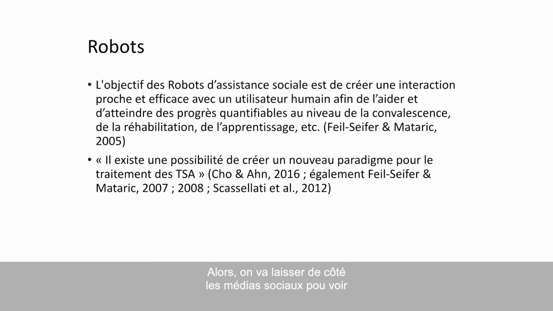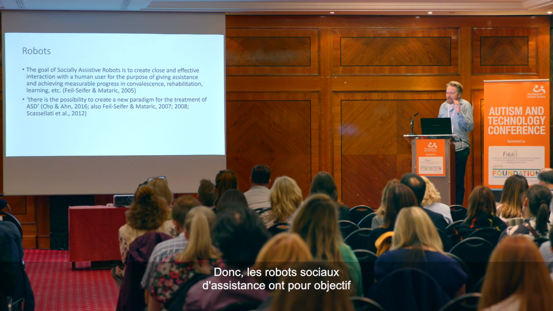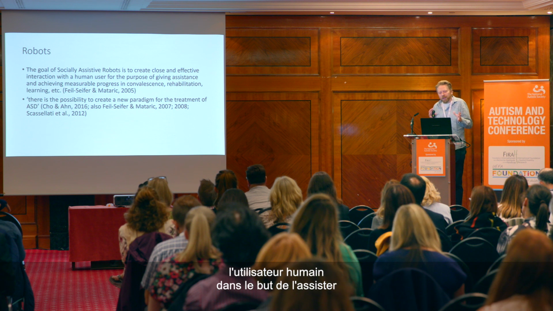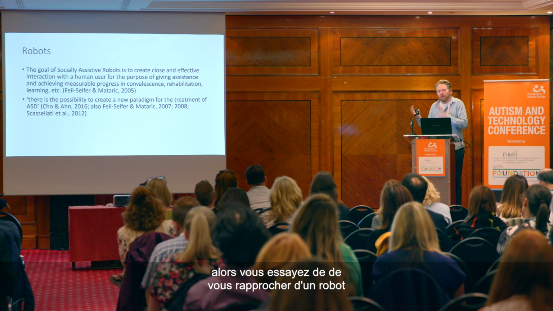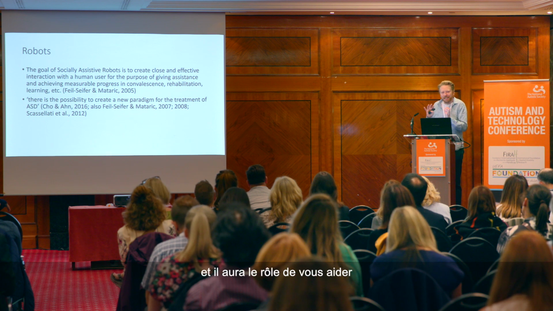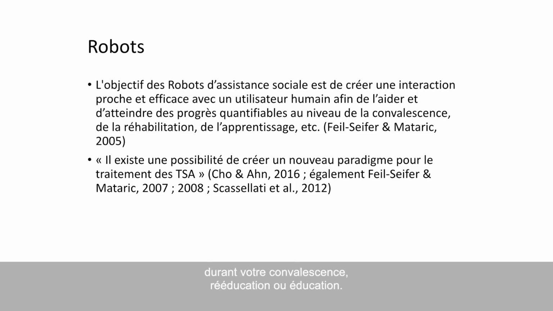Okay, so I'd like now to shift from social media to look at a different aspect. One is robots, which are getting a lot of traction and interest recently, and sometimes what are called socially assistive robots, and how robots can be used to assist social interaction. The aim of socially assistive robots is to create close and effective interaction with a human user for the purpose of giving assistance. So you try and bond with a robot and it will have some kind of assistive role in helping you convalesce or rehabilitate or learn.